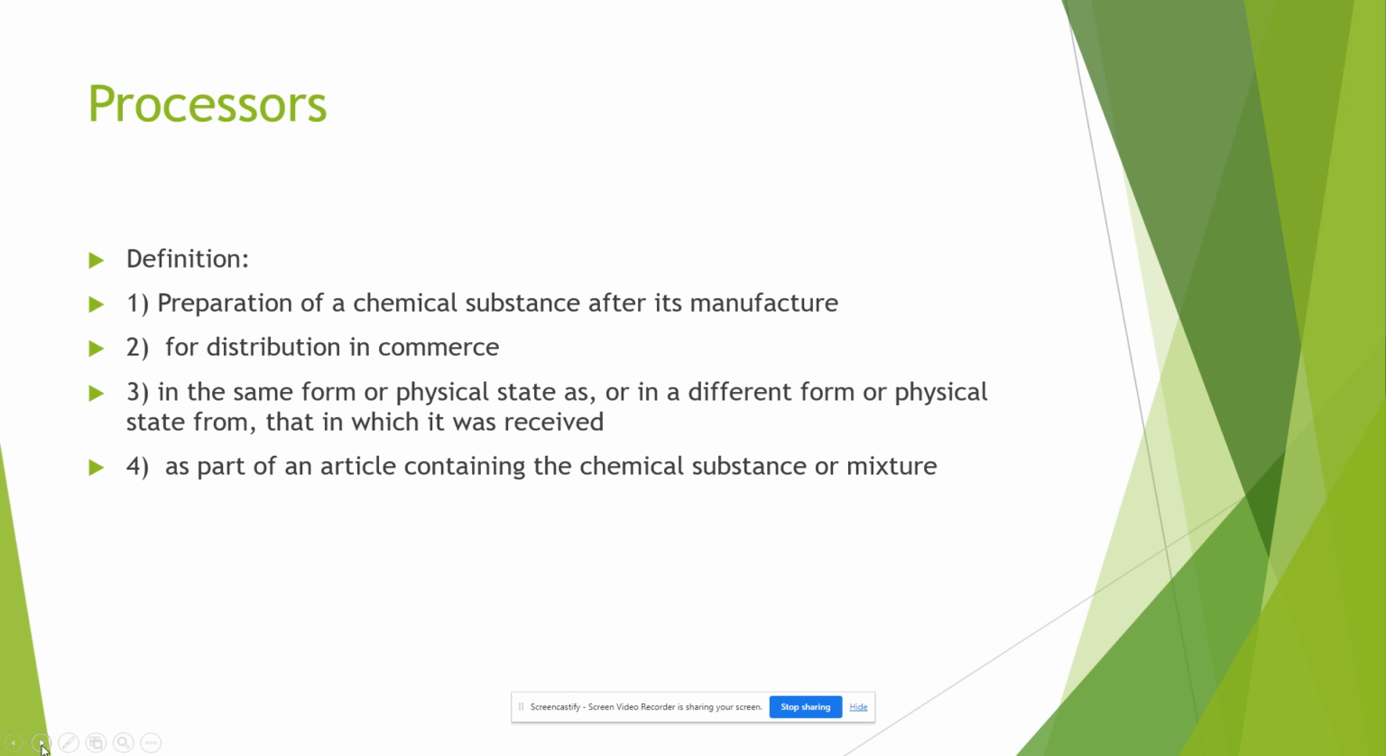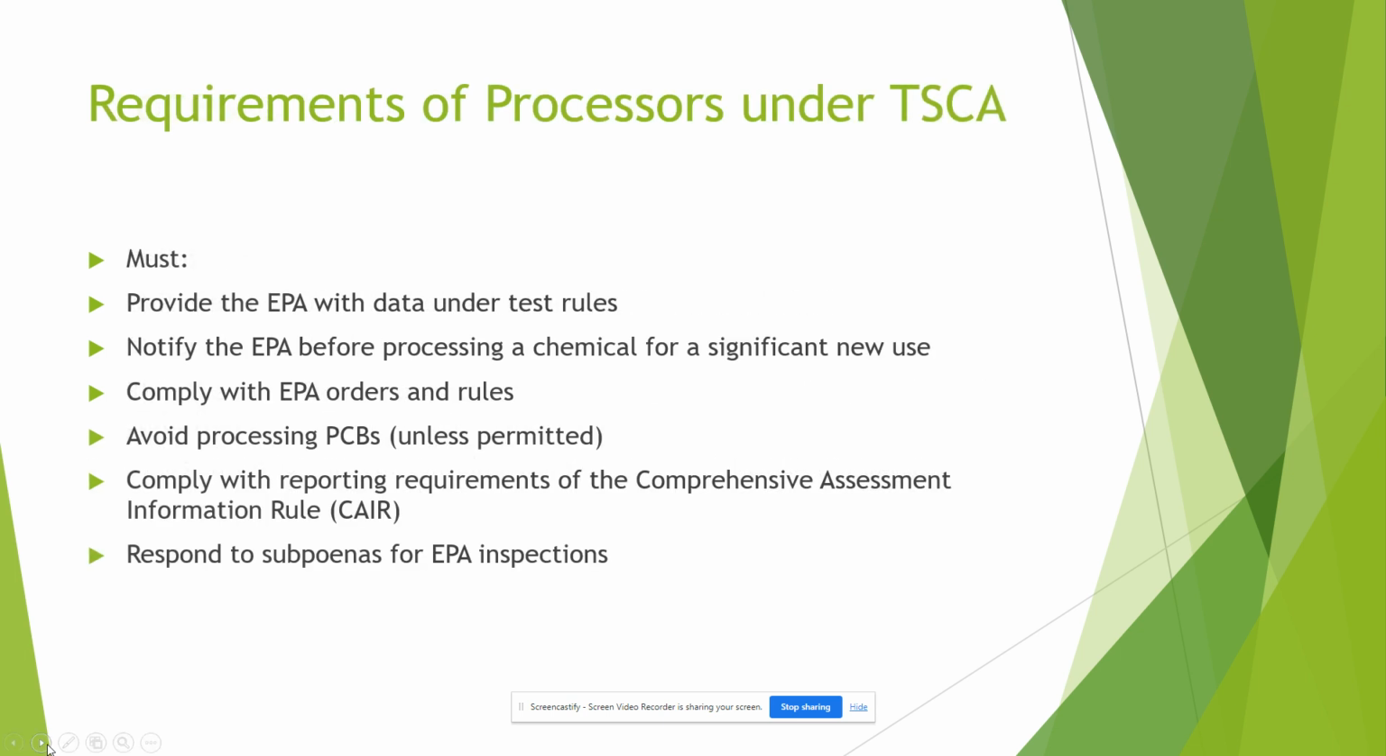So a processor is preparing a chemical substance and they're going to distribute it in commerce. You're making a chemical to sell commercially. Okay, so they have to give the EPA the data that comes out of the testing that they have conducted. If they are processing the same chemical but for a significant new use, they have to notify them, follow any EPA orders and rules, and avoid processing PCBs.